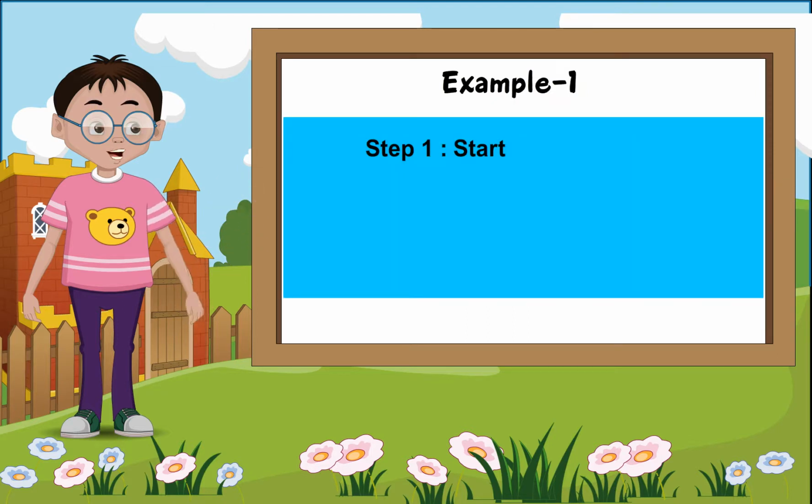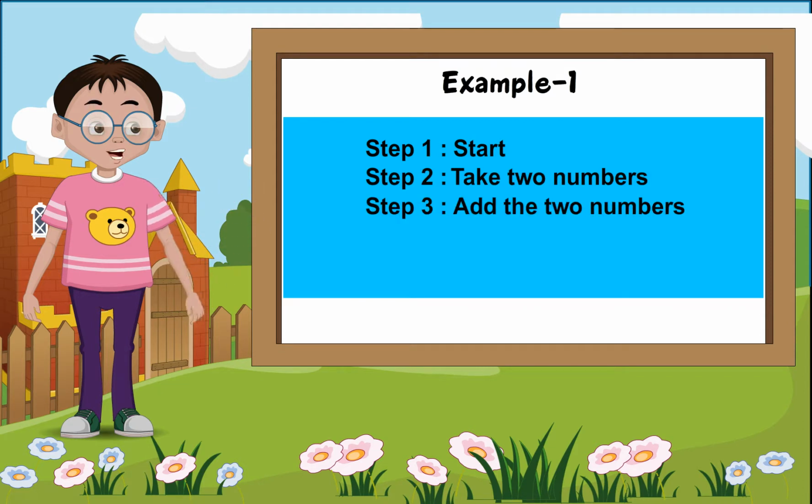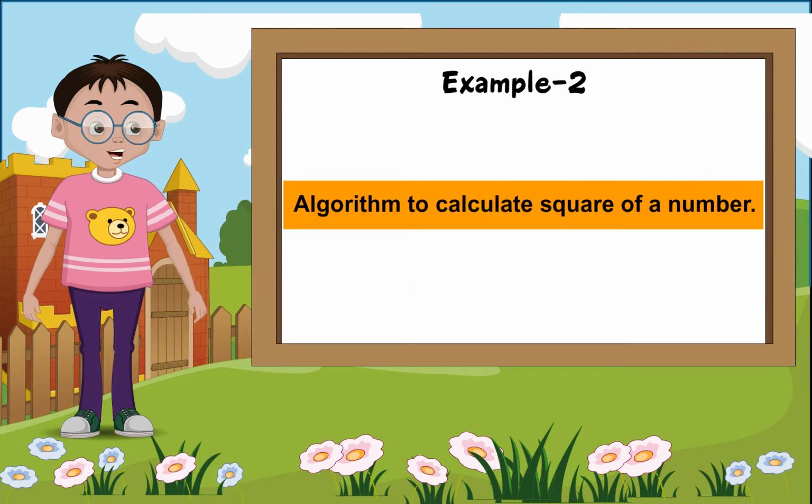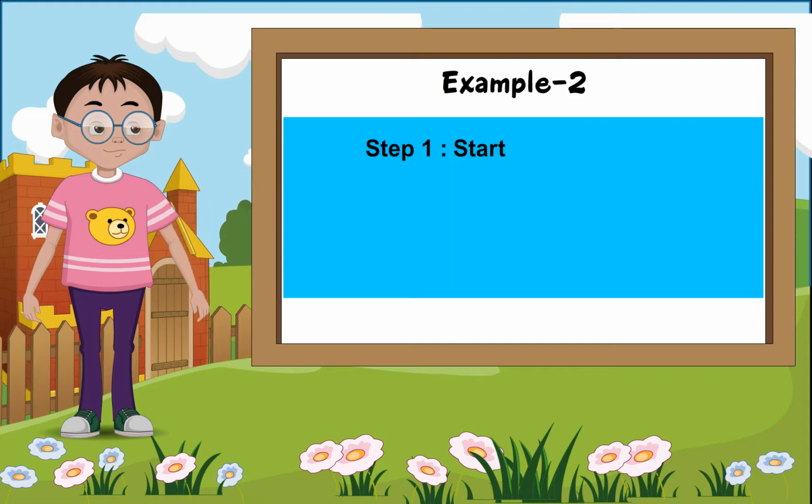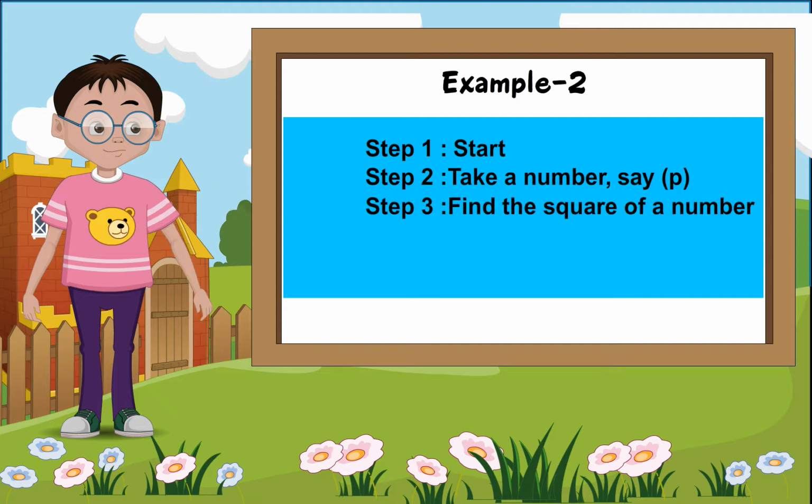Step 1. Start. Step 2. Take two numbers. Step 3. Add the two numbers. Step 4. Print the result. Step 5. Stop. Example 2: Algorithm to calculate the square of a number. Step 1. Start. Step 2. Take a number, say P. Step 3. Find the square of the number. Step 4. Print the result.